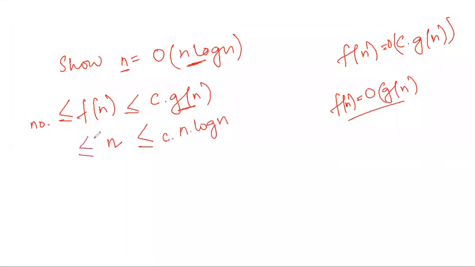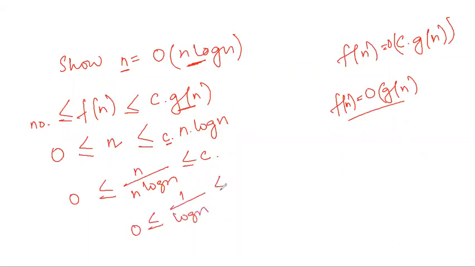Now it is greater than or equal to what I will write? It should always be greater than or equal to. Where should I start? 0. Good. Fine. Suppose I want to keep c on this side only, so I will take this n log n here. So it will be n by n log n greater than or equal to c. So this n will be cancelled out. So it will be 1 by log n greater than or equal to c. This is the thing.